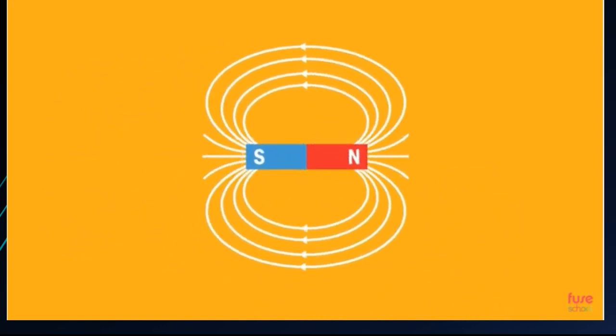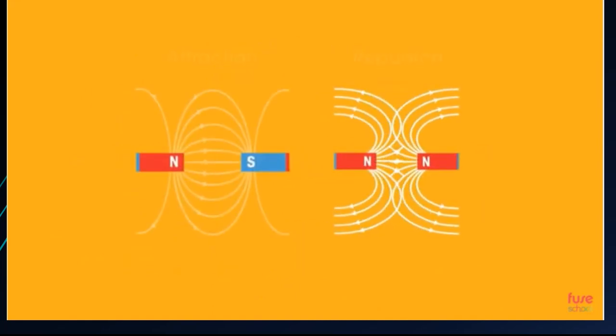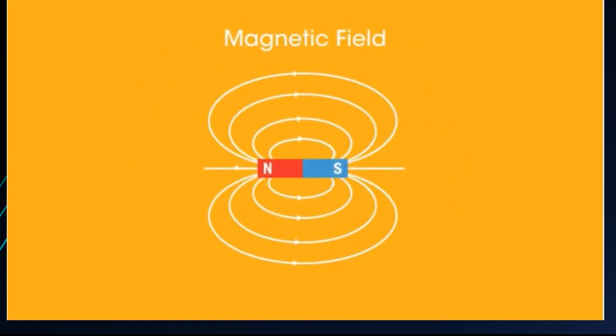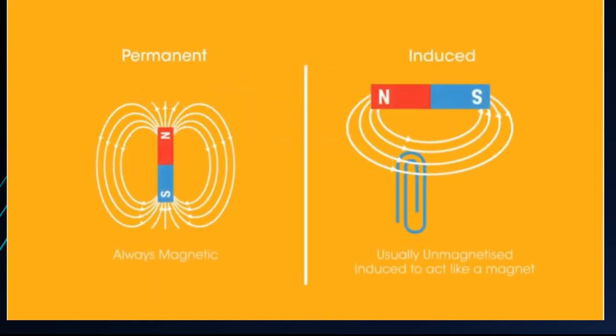So in this video, you learned about the north and south poles in magnets, attraction and repulsion of magnets, magnetic fields, and the difference between permanent and induced magnets.